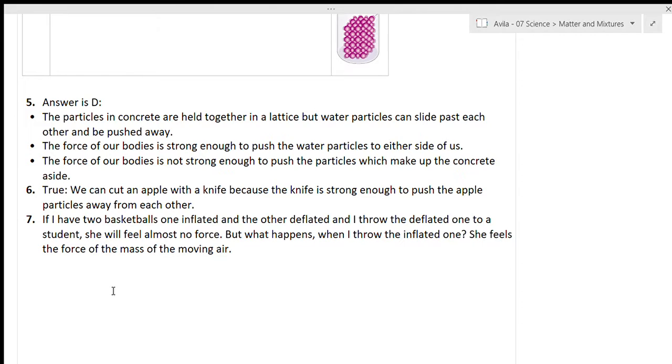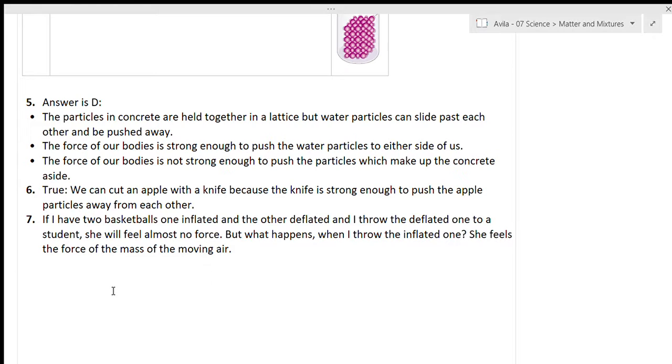So if I have Isha in front of me and I throw the basketball to Isha, first the deflated one, I throw it as hard as I can, but Isha is not going to feel almost any force, agree? Because the ball is deflated. But what will happen if I do the same thing with the inflated ball and I throw it as hard as I can? Sorry, Isha. She will feel a punch, agree?